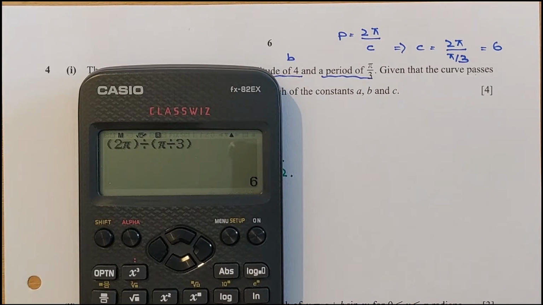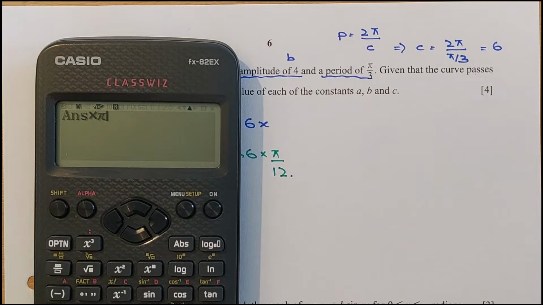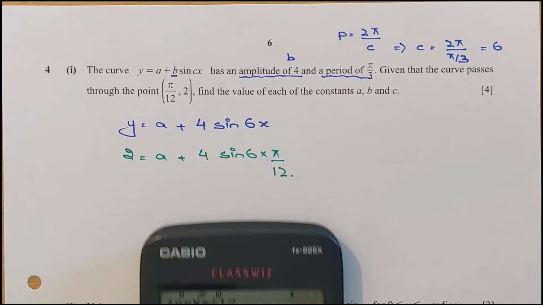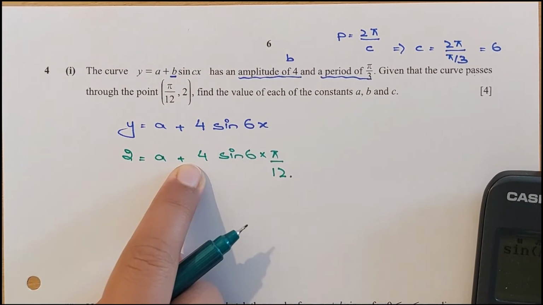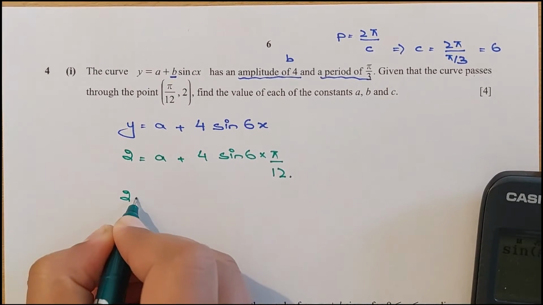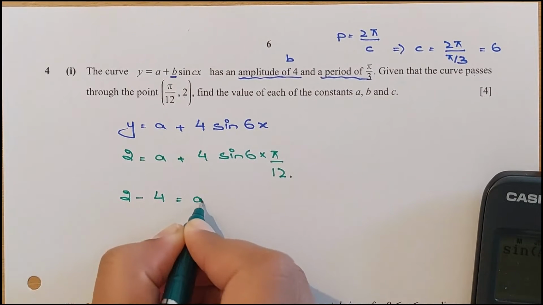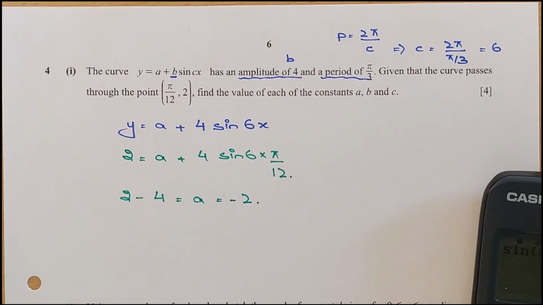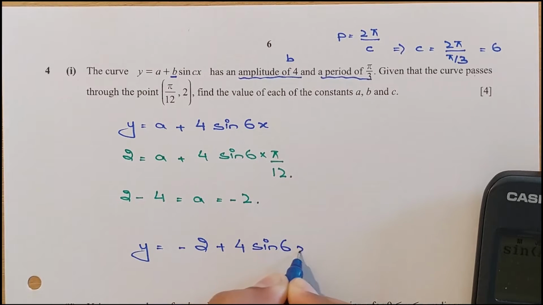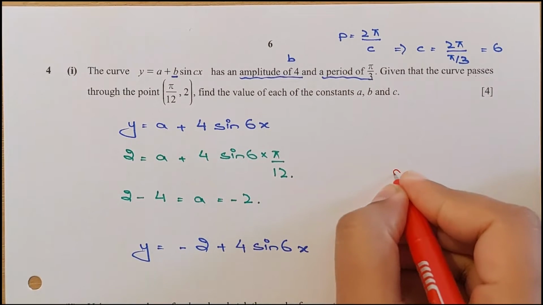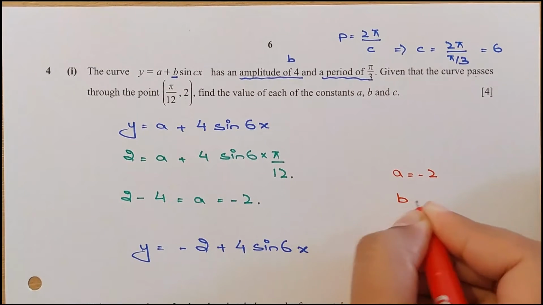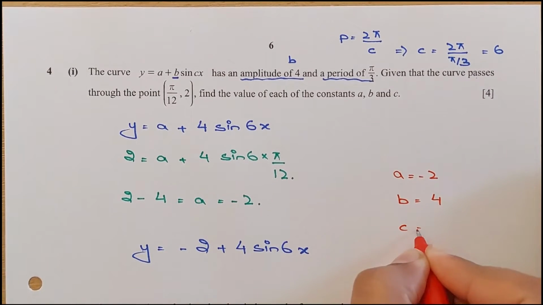Okay, so 6 times pi divided by 12 is pi by 2, and sine of that is 1. So this is 1, and we have just 4 over here. So a is 2 minus 4, which equals minus 2. Right? So we can write this as y equals minus 2 plus 4 sine 6x. So from here, we have the values: a is equal to negative 2, b is equal to 4, and c is equal to 6.